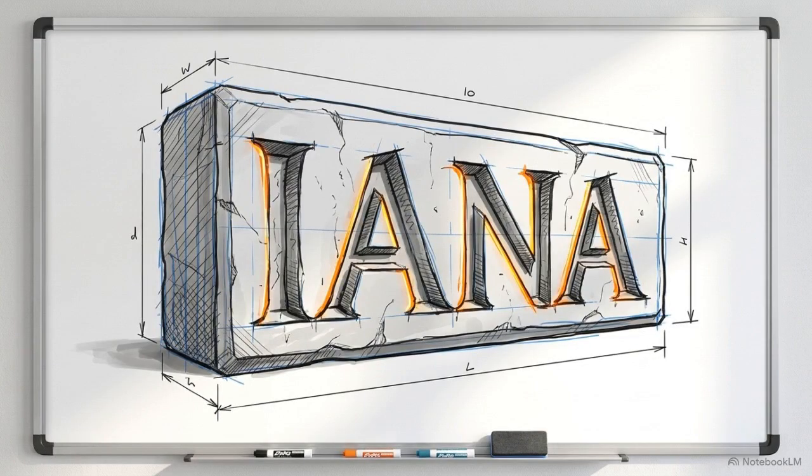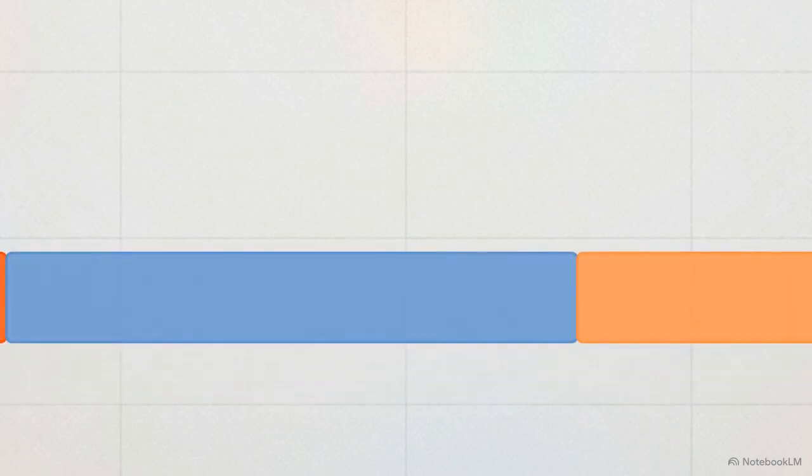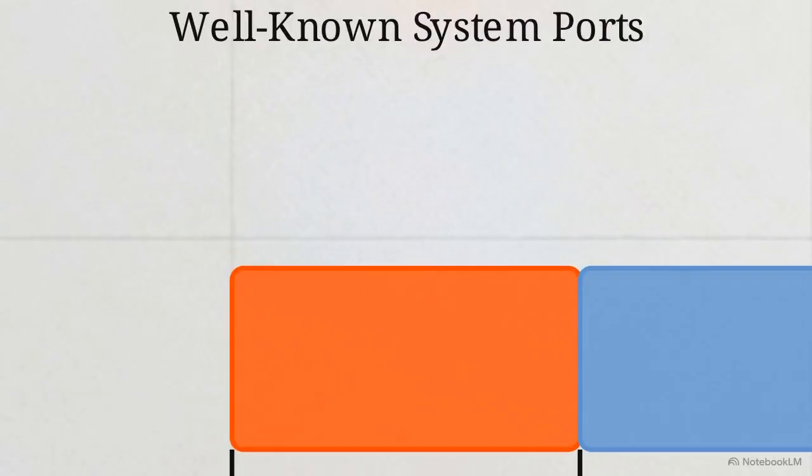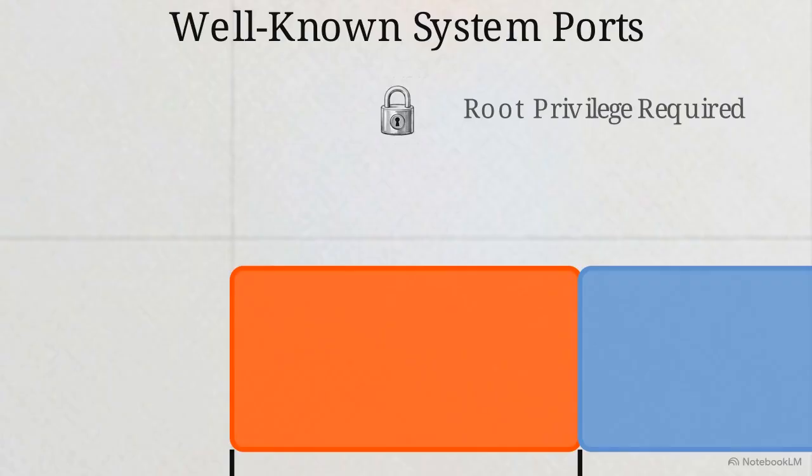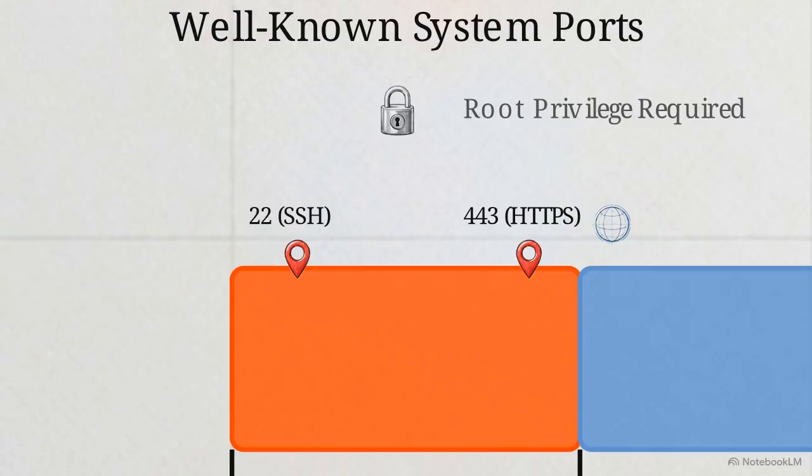The Internet Assigned Numbers Authority manages this registry to prevent network chaos. IANA divides the finite 16-bit namespace into 3 specific categories, each with distinct rules and privilege requirements. The first block, from 0 to 1023, is reserved for well-known system ports. Binding to these ports requires root-level administrative privileges and strict IETF registration. It includes foundational protocols like SSH on port 22 and HTTPS on port 443.